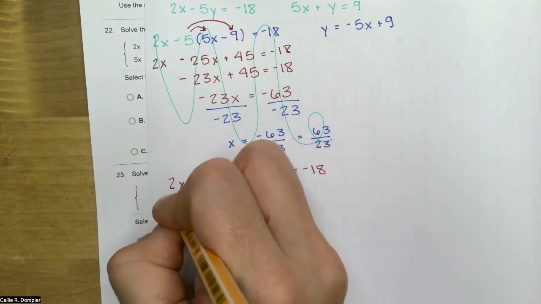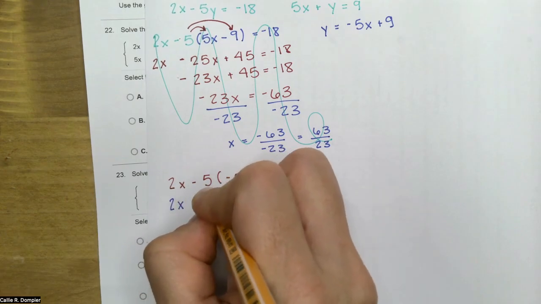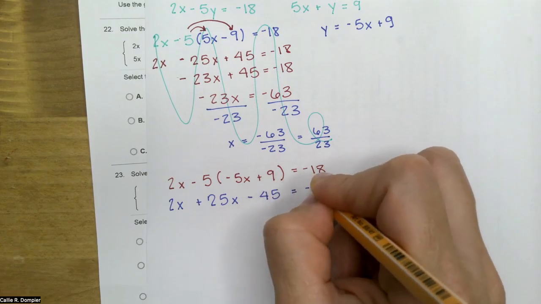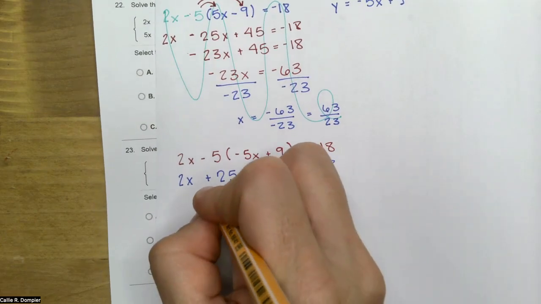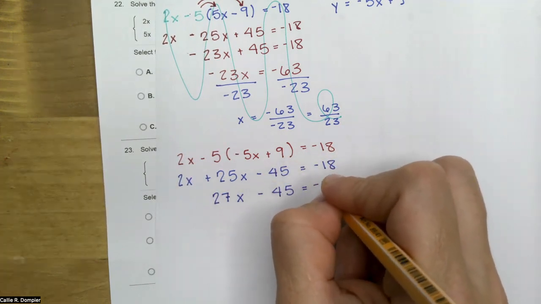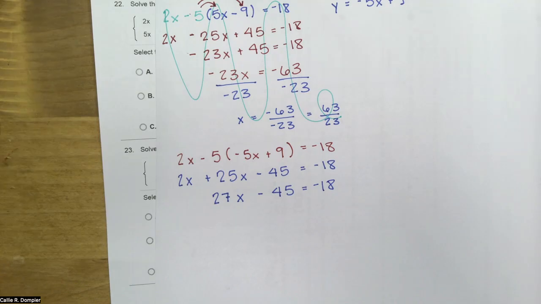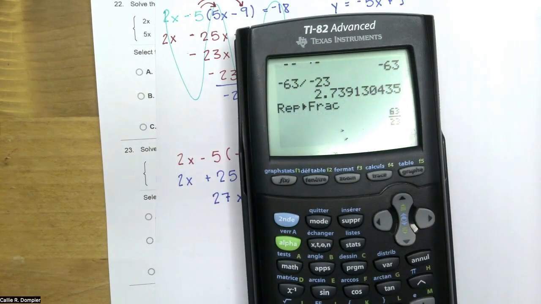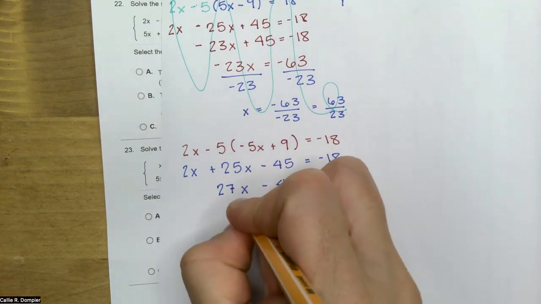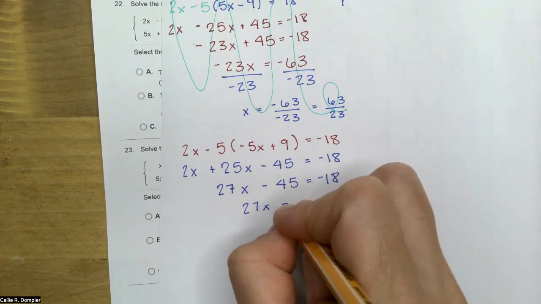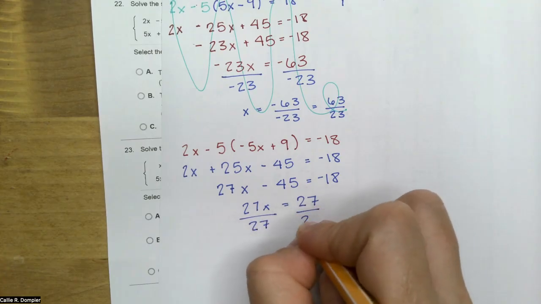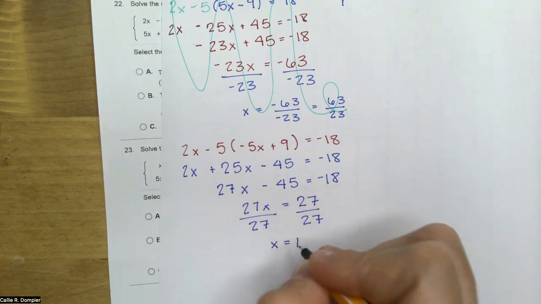Distribute that -5. 2x. -5 times a -5 is a plus 25x. -5 times a +9 is -45 equals negative 18. Now we're going to combine like terms and we get 27x, hopefully, minus 45 equals negative 18. Negative 18 plus 45 is just 27. So now it's 27x equals a positive 27 because we added 45 to both sides. Divide by 27, divide by 27, and I get x equals 1, right?